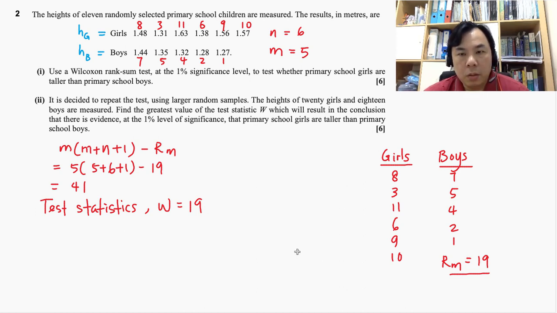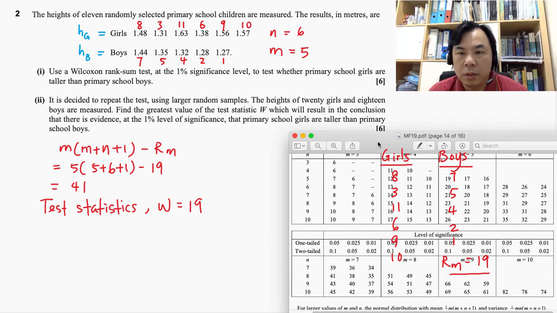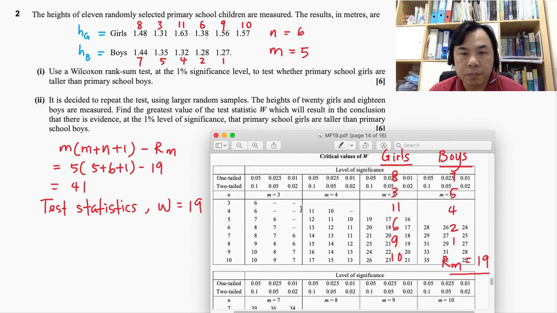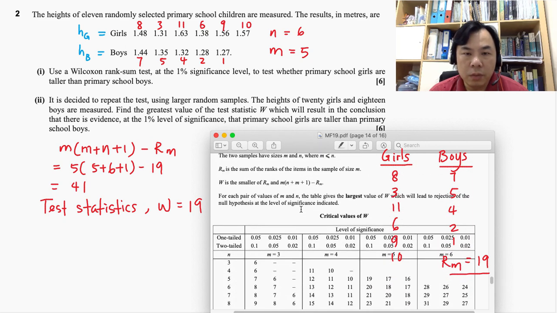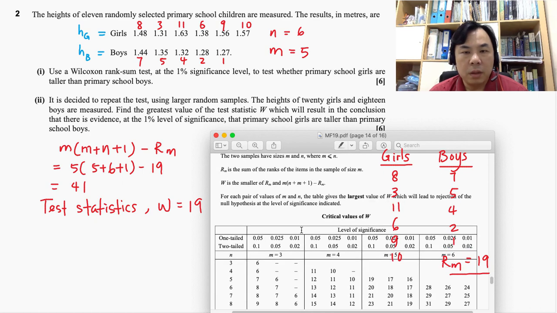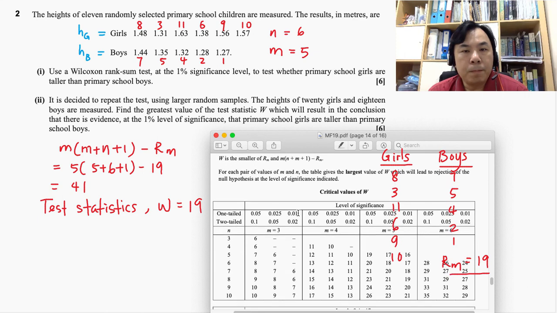Now, once you are satisfied with this, then we're going to refer to the data booklet. Okay, so I'm going to bring the data booklet here a bit so it's easier to see. All right, now if you have forgotten the formula itself, you can read it directly from the data booklet. It says that the test statistics is the smaller value of the rank and the calculations given here. Right. Okay.